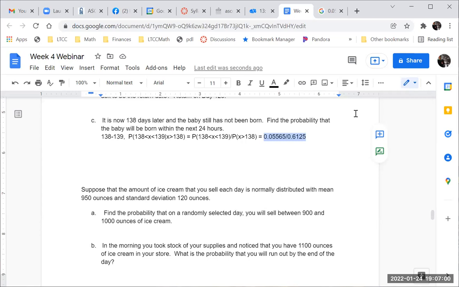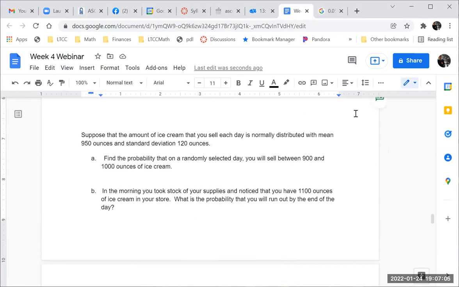Okay, one more example before we call it a night. So you have an ice cream store. I know it doesn't work so well in January, but maybe you have an ice cream store in Peru or something. Suppose the amount of ice cream that you sell each day is normally distributed with mean 950 ounces and standard deviation 120 ounces. Find the probability that on a randomly selected day you will sell between 900 and 1,000 ounces of ice cream.